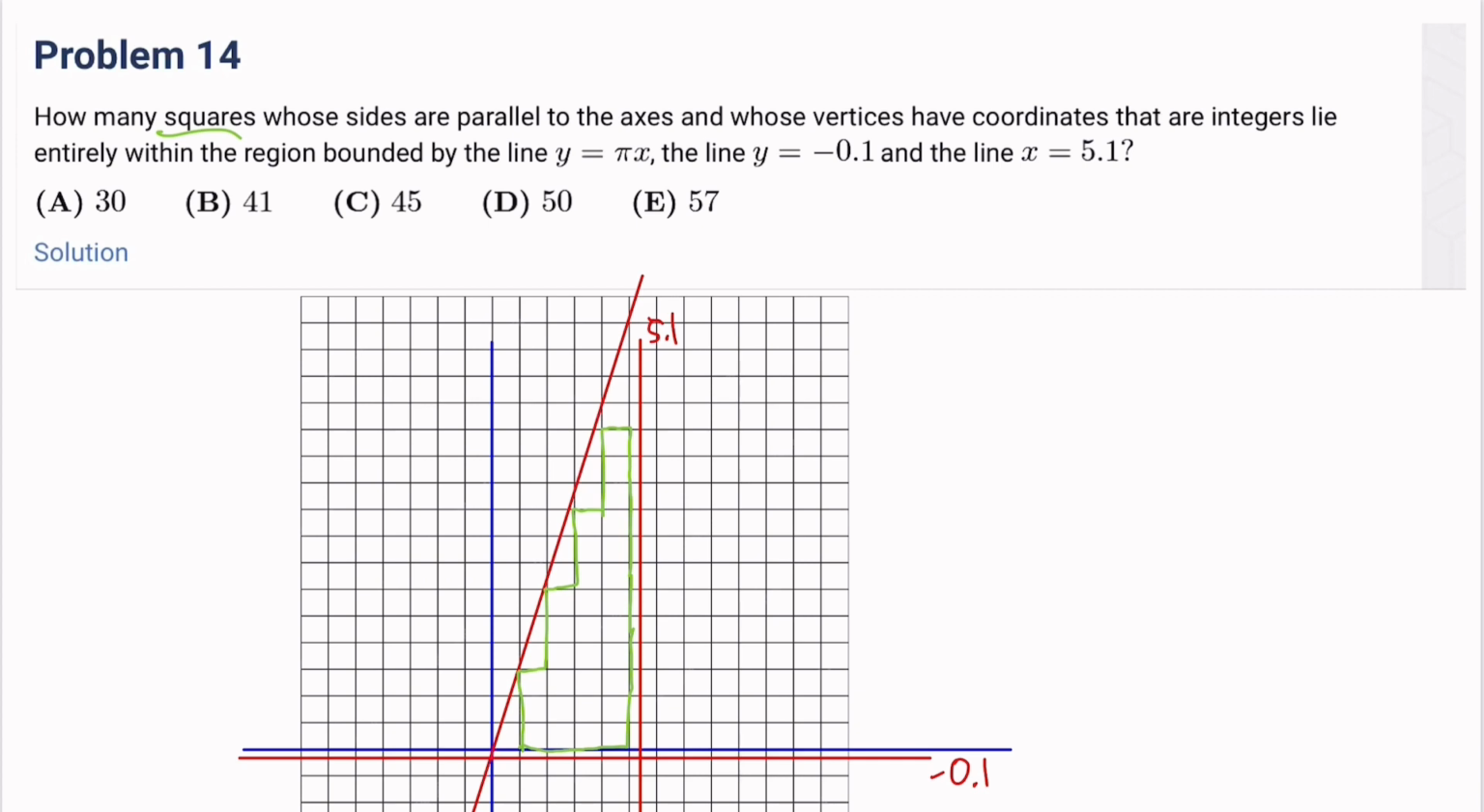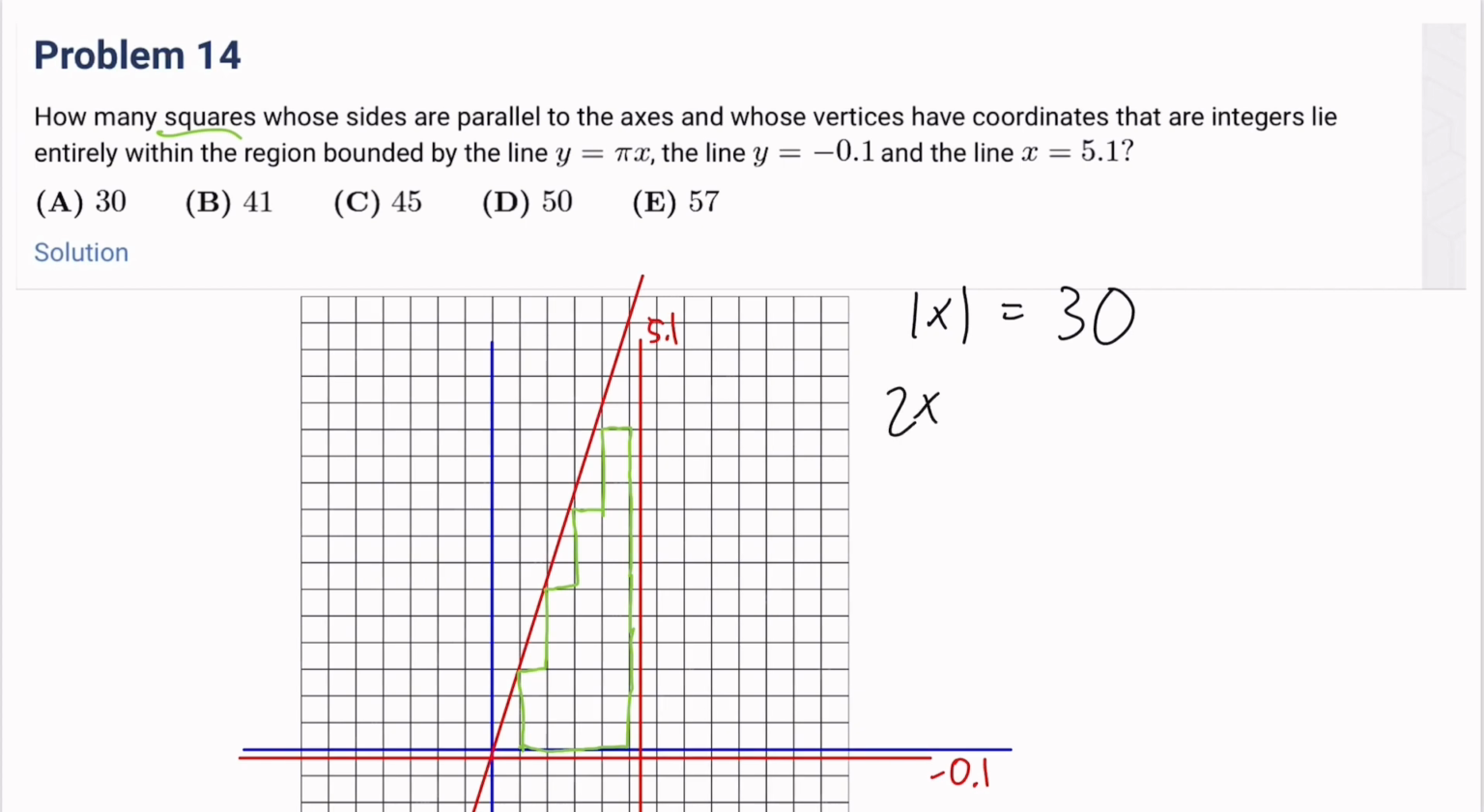And so first, let's see the number of 1 by 1 squares. That's just counting the number of squares, right? 1, 2, 3, 4, 5, 6, 7, 8, 9. No, actually, it's better to just do 3 times 10. So that's 30. So we have 30 1 by 1 squares.